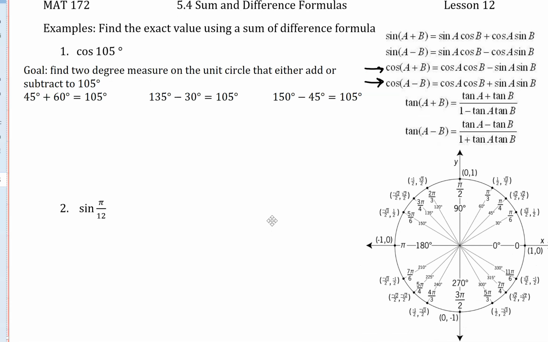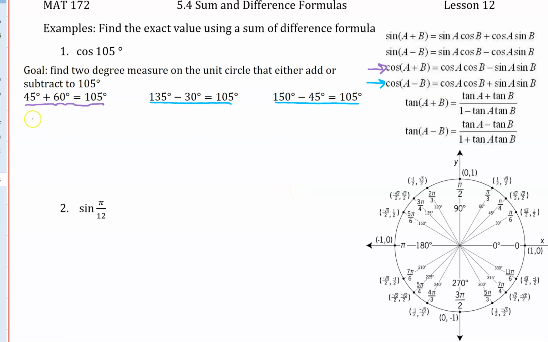If we chose to use the 45 plus 60 degree formula, that is a sum. And so if we chose to do that, then we would have to use the cosine sum formula. However, if we chose either of the other two that are differences, then we would need to use the cosine difference formula. All three would give the exact same answer though. In this example, I am going to use the sum.